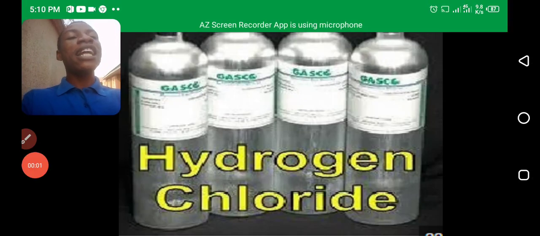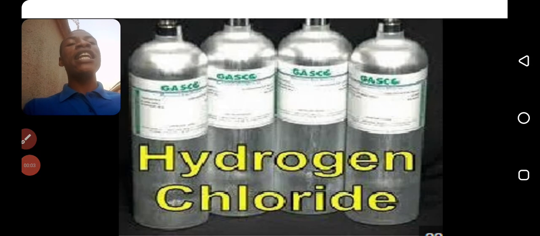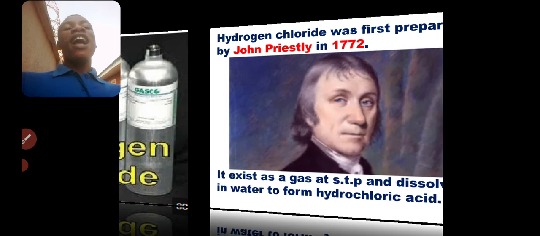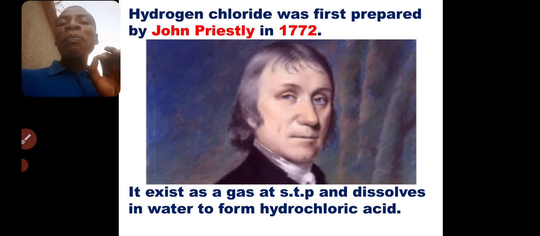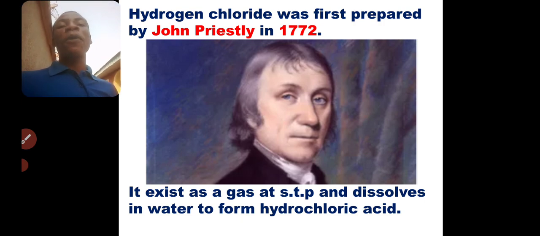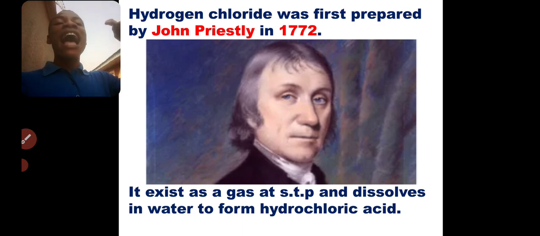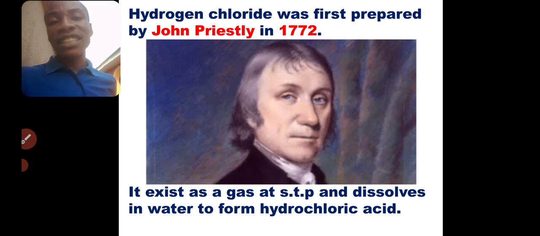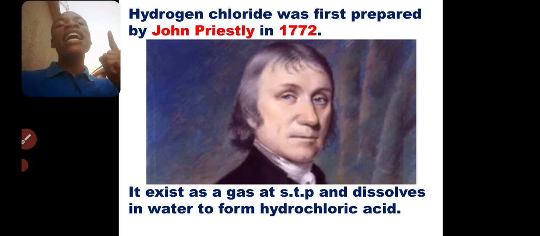Alright, in this video we'll be looking at hydrogen chloride gas. Hydrogen chloride gas was first prepared by John Priestley in 1772. Hydrogen chloride is a gas at STP and is highly soluble in water to form hydrochloric acid. So it is when hydrogen chloride gas dissolves in water that it forms hydrochloric acid.